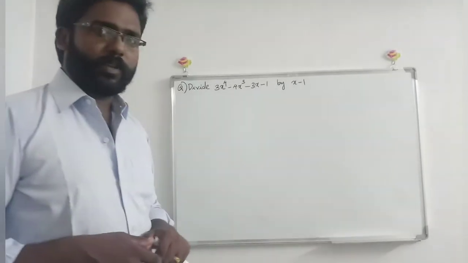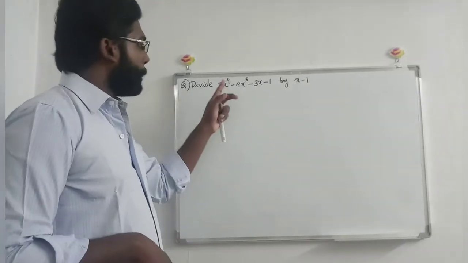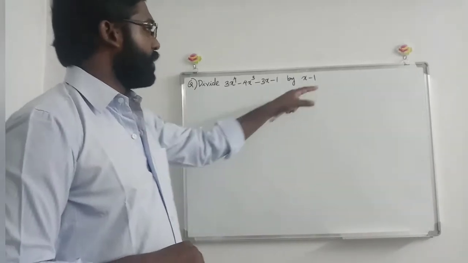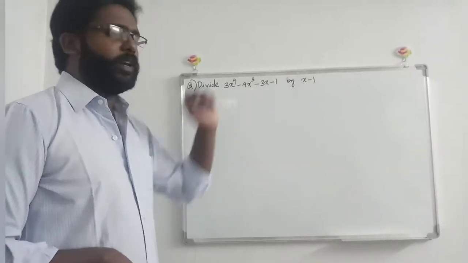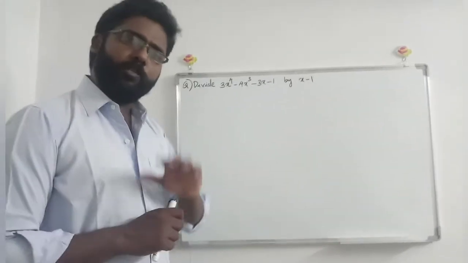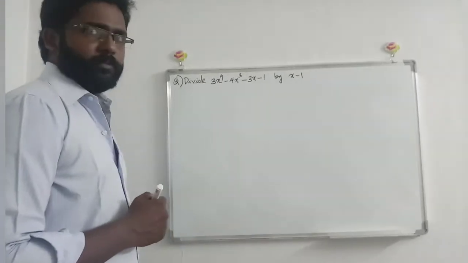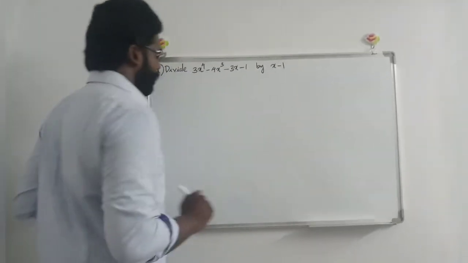So here, another question. Divide 3x raised to 4 minus 4x cubed minus 3x minus 1 by x minus 1. It's a polynomial division. Divide this polynomial by that polynomial. Our only method is long division. We can divide that, but with this type of question, you must be careful.